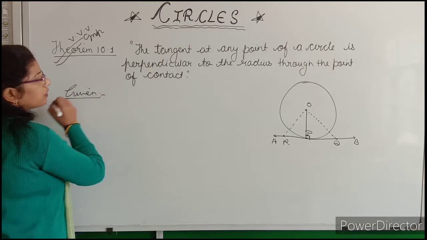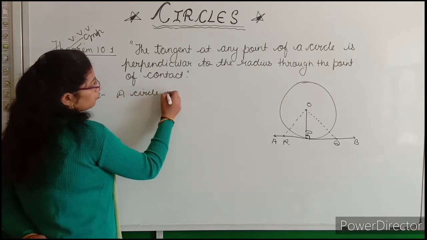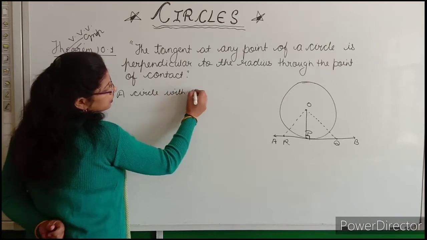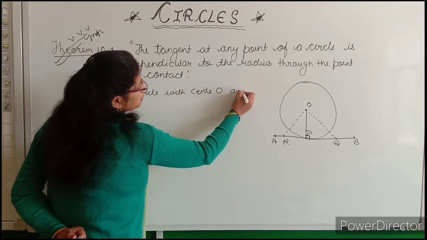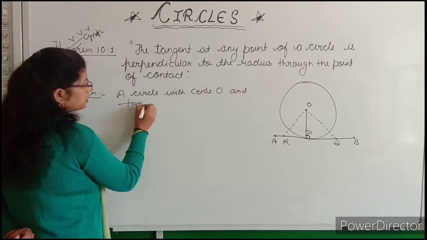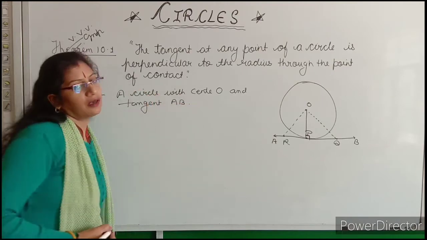What is given to us? A circle with center O and tangent AB. ठीक है? ये हमें given है.